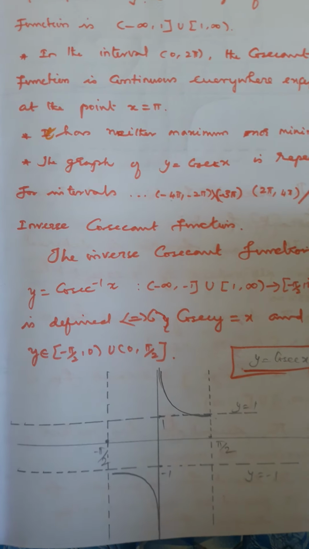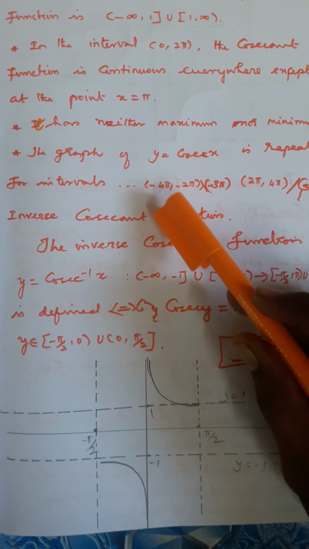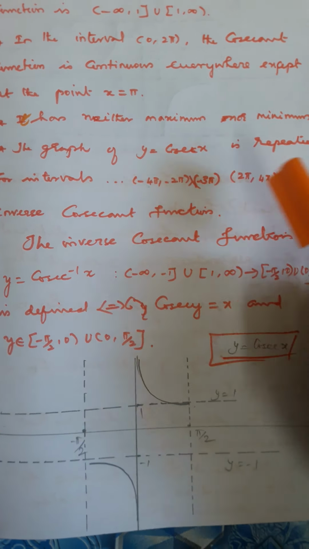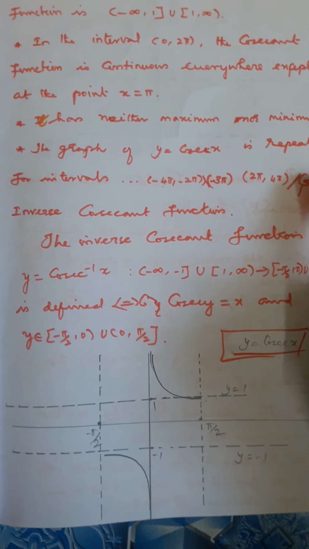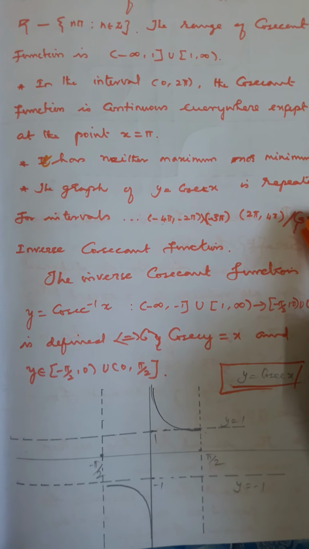And the graph of y equal to cosecant x is represented for the intervals minus 4 pi comma minus 2 pi, where you have to neglect minus 3 pi. Like that 2 pi comma 4 pi, you have to neglect plus 3 pi. So this is your definition of the cosecant function and its graph.